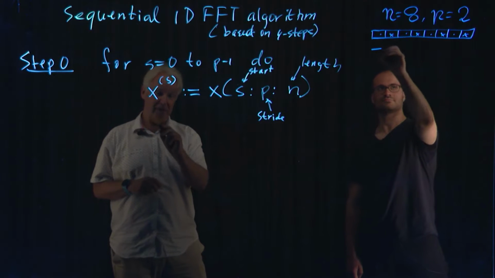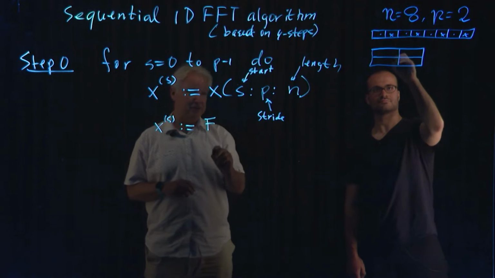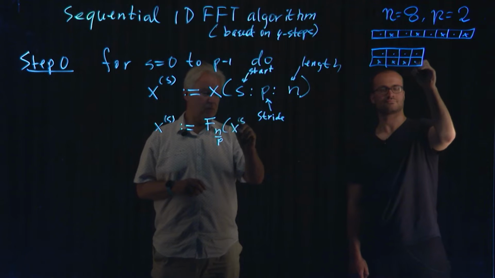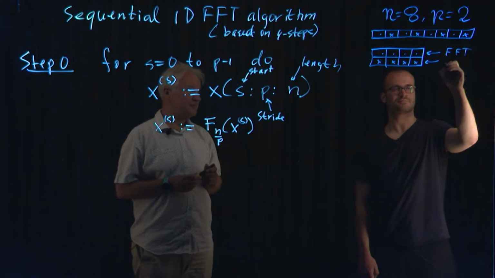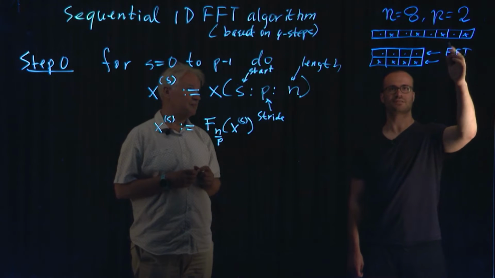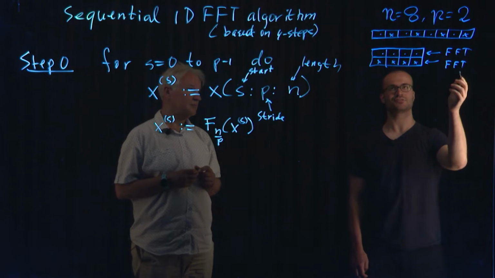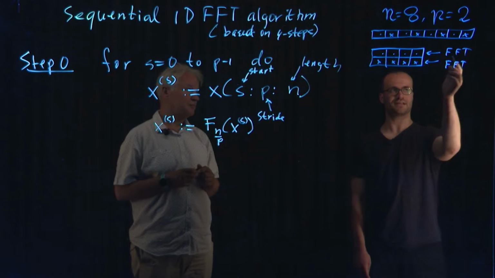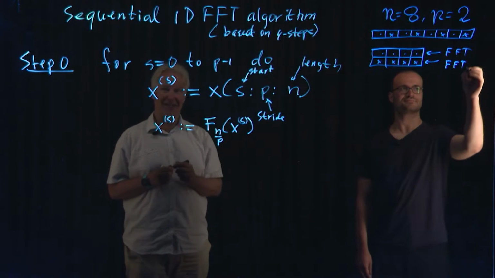And then we perform on this xs a Fourier transform, and since it has length n over p, we do this. So we can see this as transforming a one-dimensional Fourier transform into a two-dimensional Fourier transform. Both the dots and the crosses represent one of these strided subarrays. We can put them under each other and apply an FFT to each one of them. And that's the FFT of length 4 that we're doing here.